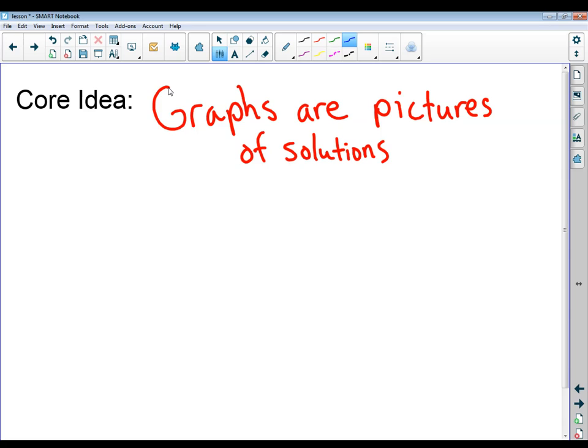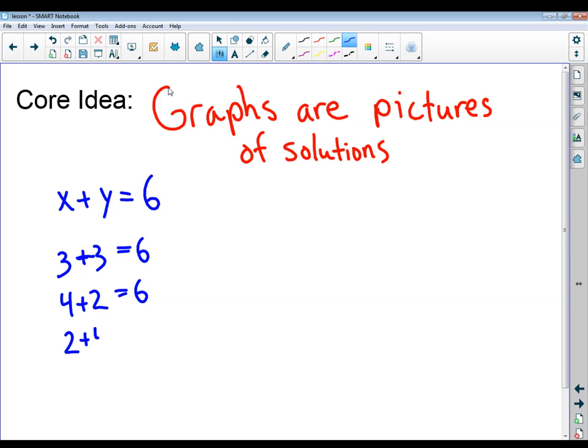So let's say, for example, consider this equation right here: x plus y is equal to 6. What could I put into x and y that can make this be 6? An easy one would be something like 3 plus 3 equals 6. I could also do 4 plus 2 equals 6, or 2 plus 4 equals 6. I also have 1 plus 5. And I think you're starting to see where this is going: I have a ton of options.